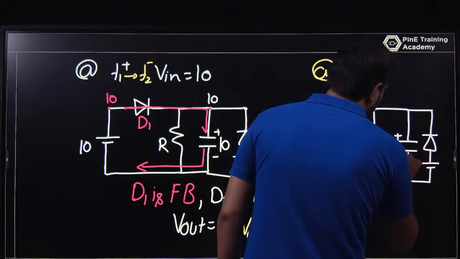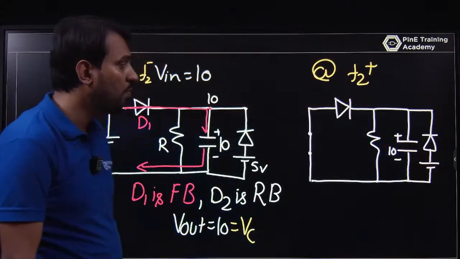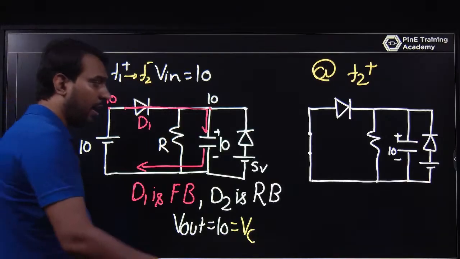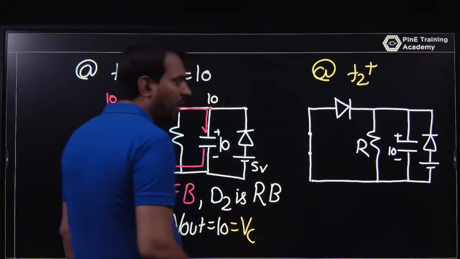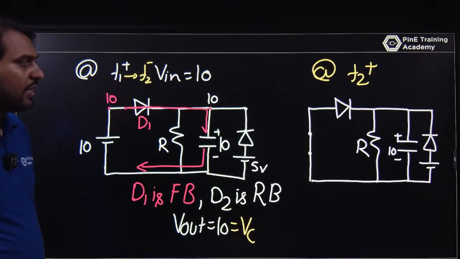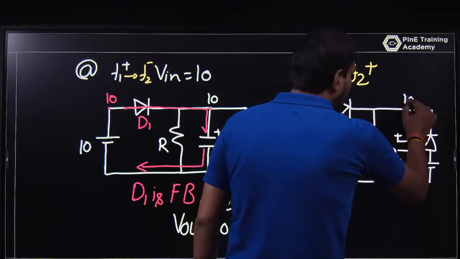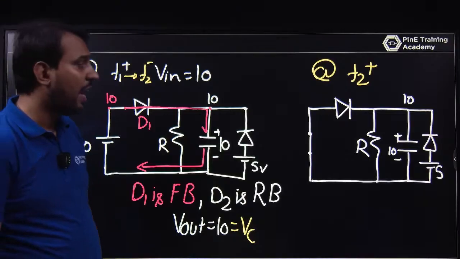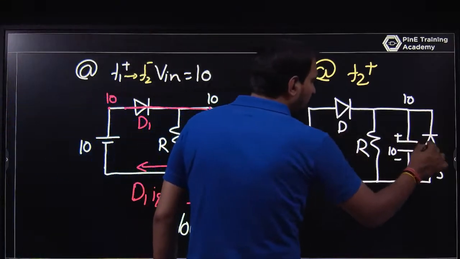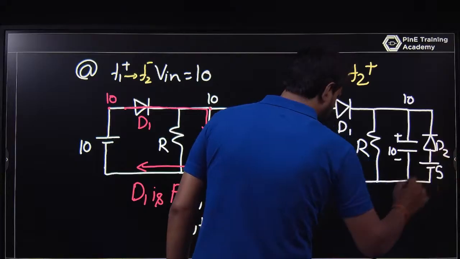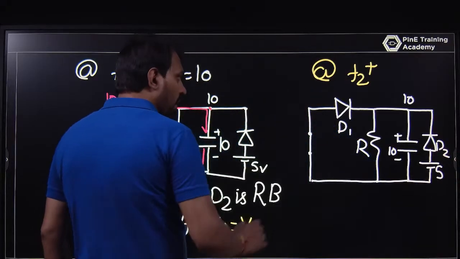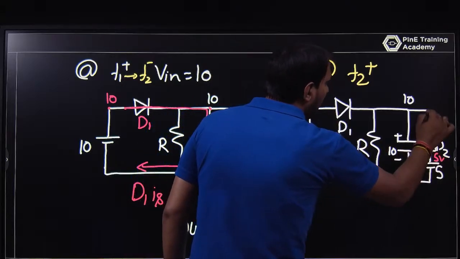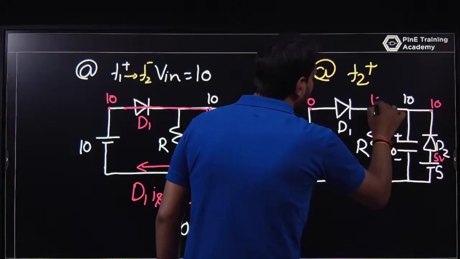The capacitor initially has 10 volts before T2 minus. At T2 minus the capacitor voltage is 10 volts, and when the input voltage is 0 at T2 plus, what is happening? The capacitor has 10 volts with respect to ground, so D1 is reverse biased. Why? Because if you talk about D1 and D2, this is 0 volt, this is 5 volt, this is 10 volt, this is 10 volt.